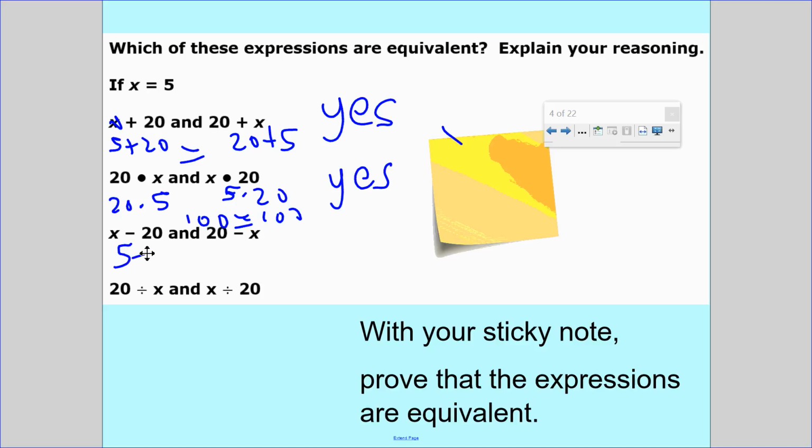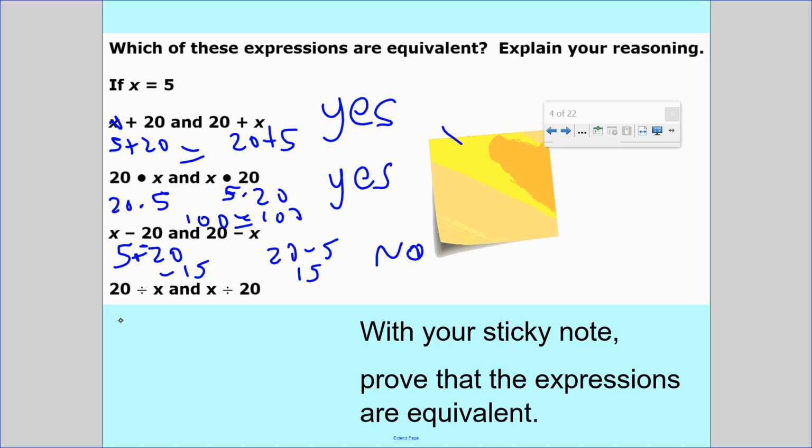5 minus 20 and 20 minus 5. Well, I know for positive numbers it would be 15, but 5 minus 20, add the opposite, would be negative 15. No, that is not equivalent.